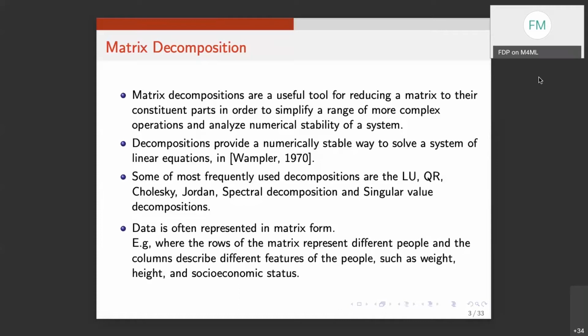Basically, this was used to solve a system of linear equations, and it started in the year 1970. The most frequently used decompositions are LU, QR, Cholesky, Jordan, spectral decomposition, and singular value decomposition.